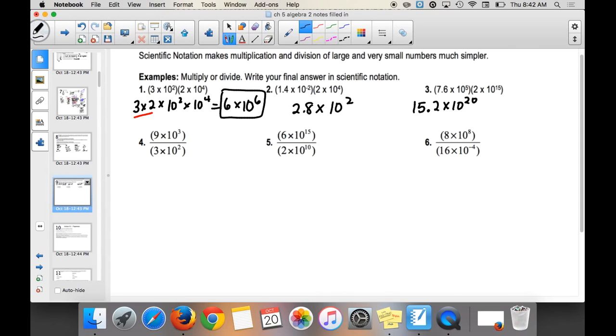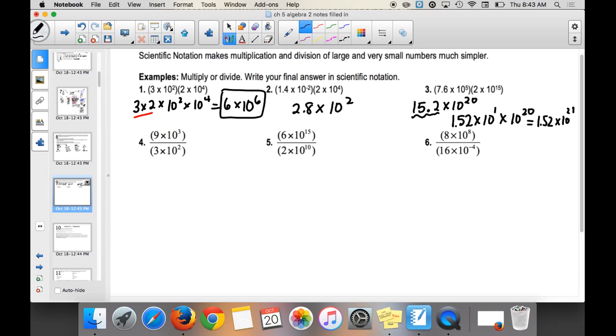Okay, so what you could do is change 15.2 and say, well, I know 15.2 is 1.52 times 10 to the 1st. And then when I multiply by 10 to the 20th, I have 10 to the 1st times 10 to the 20th, so my final answer is 1.52 times 10 to the 21st. So you can do it that way.